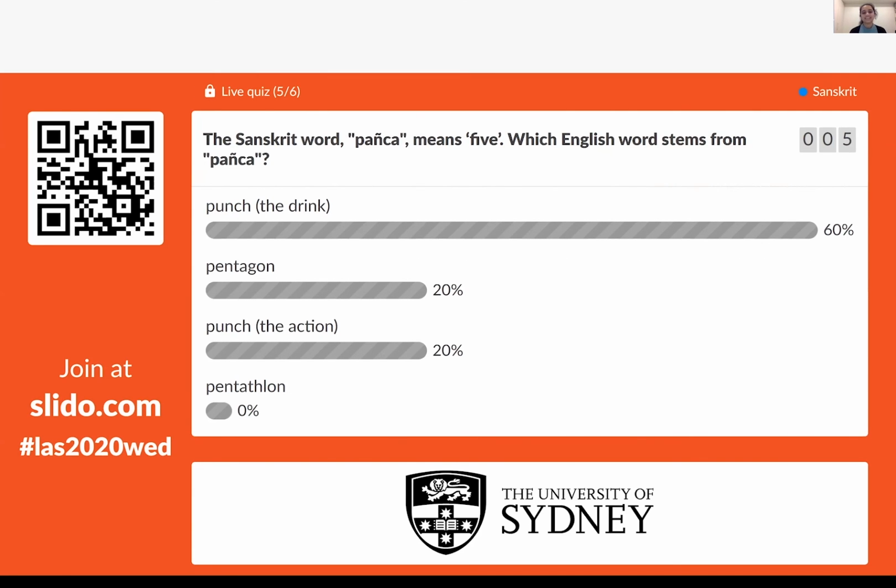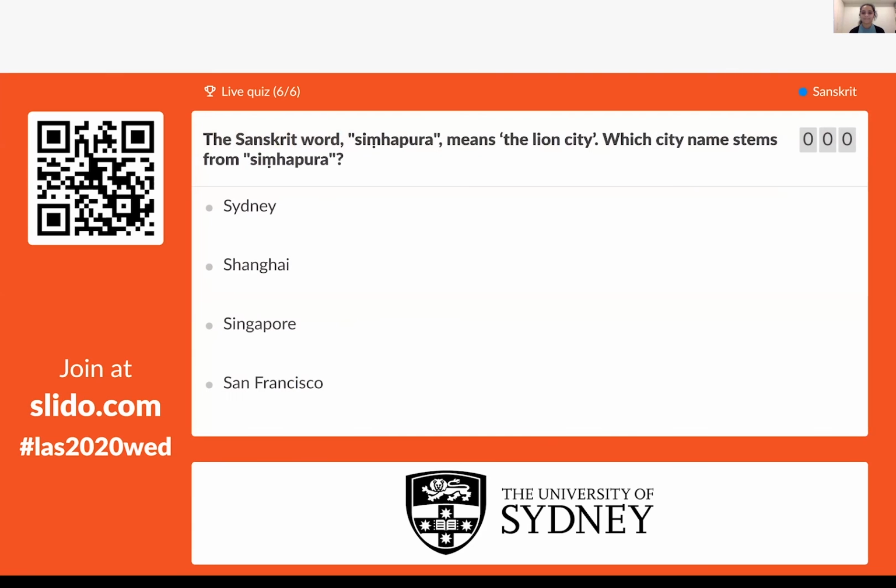Yeah, so the answer is punch as in the drink. This is quite an interesting one. It's because the drink originally was made up using 5 ingredients, so alcohol, water, lemon, sugar, and tea. It's quite interesting. Nice.